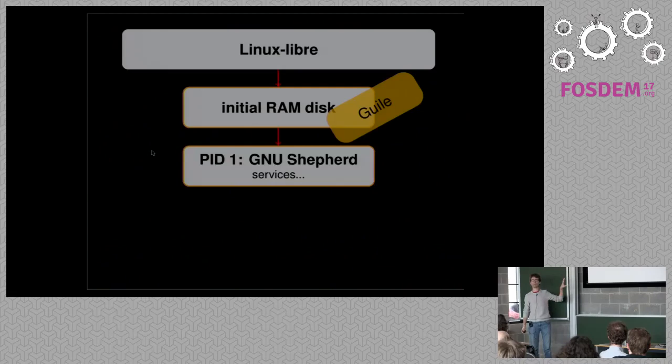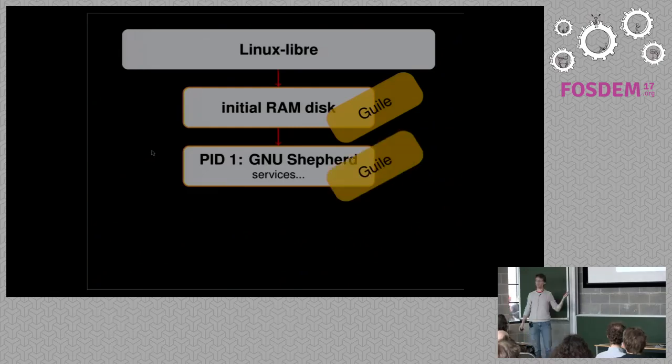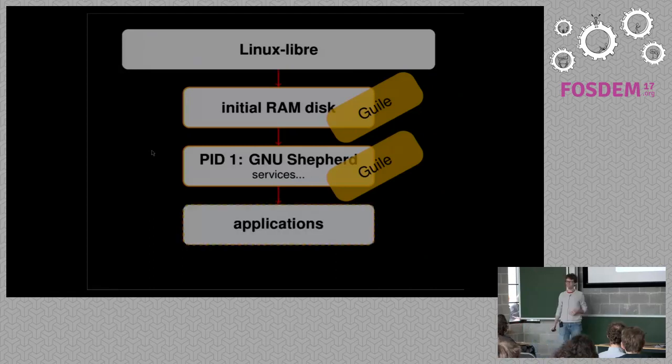So PID1 in our case is the GNU Shepherd, which is a very little known piece of software, I guess. It's an init system, right? So we're not using systemd or runit or one of these. We're using the Shepherd, which is also written in Guile. I'll show why it's interesting. And finally, we have applications which may or may not be written in Guile. Yeah, some of them are still not written in Guile, that happens.